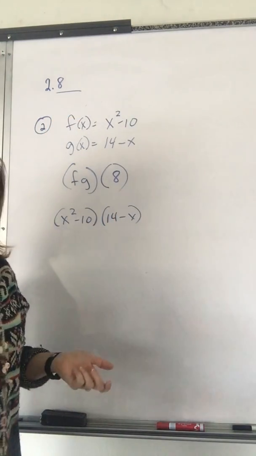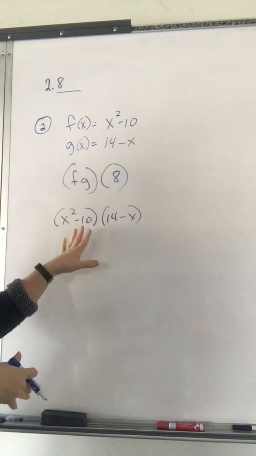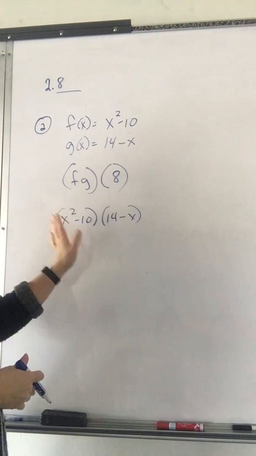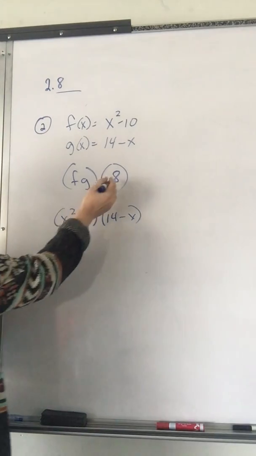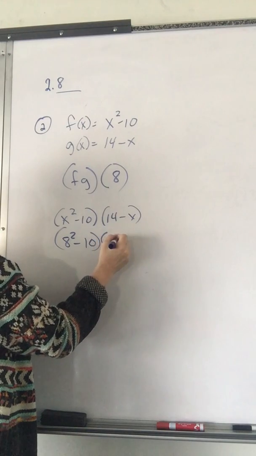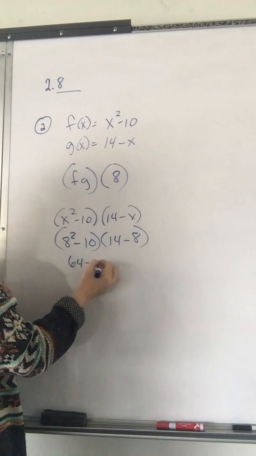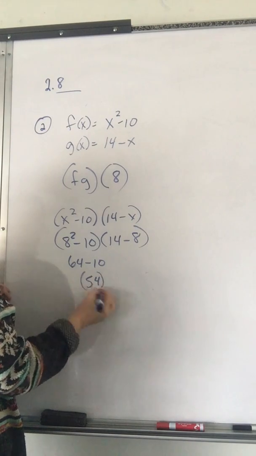I don't know that we want to do that though. That'd be maybe harder on this one, but we could multiply that together, do the algebra first, and then plug in the 8. But I think it's going to be easier to just plug the 8 into the x's and work it out that way. So 8 squared is 64 minus 10, which is 54.